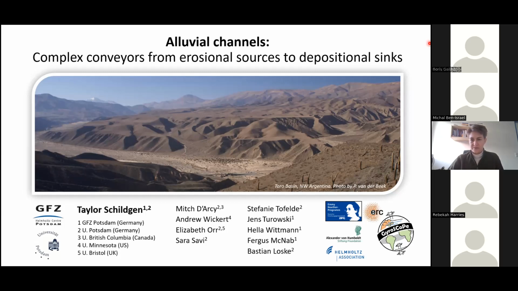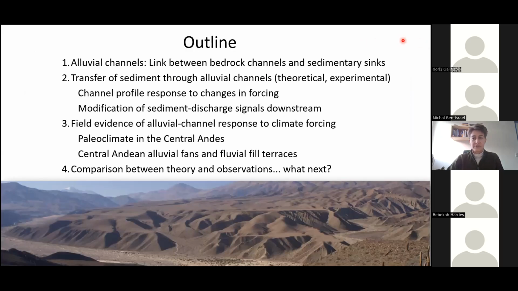All right, so let's get started. If other people are still signing on, I'll just start off with an outline of the talk. I want to talk generally about alluvial channels and how they're linked between bedrock channels and source areas and sedimentary sinks. Then I want to talk about the transfer of sediment through alluvial channels, both from a theoretical perspective, but also from an experimental approach.